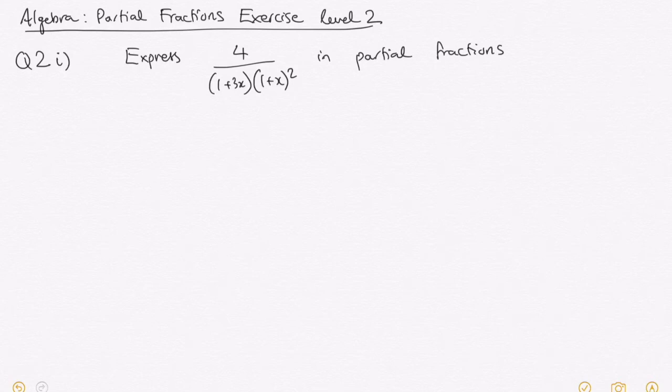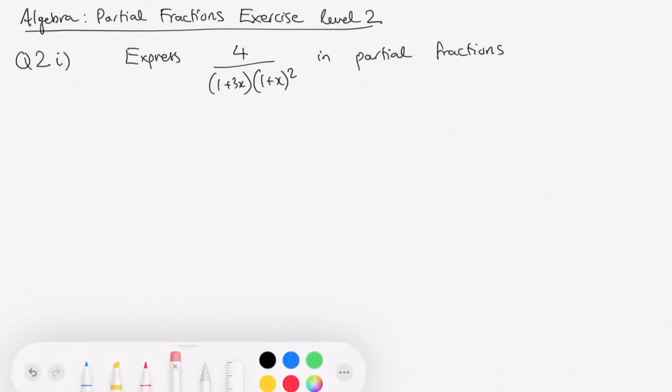In this question we're asked to express 4 over (1 plus 3x) multiplied by (1 plus x) all squared in partial fractions. So firstly we need to remember what form these partial fractions take.